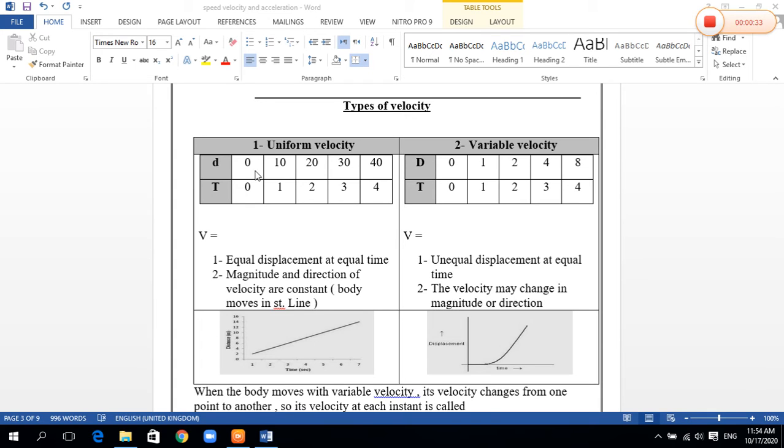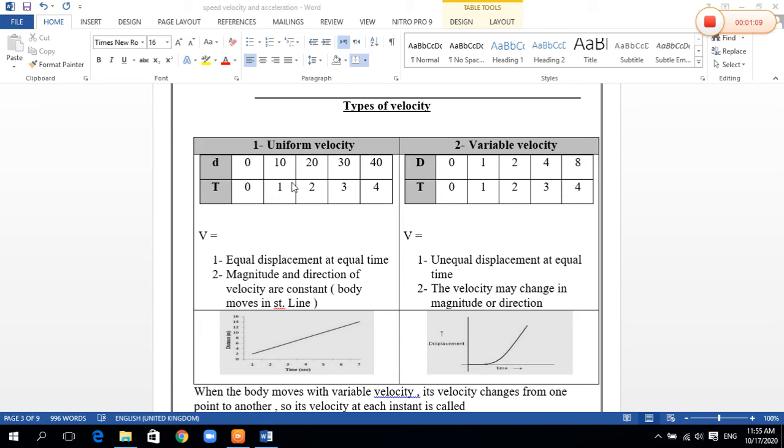At rest, the distance equals 0 and time 0. After 1 second, it covered 10 meters. After 2 seconds, it covered 20 meters. After 3 seconds, it covered 30 meters. After 4 seconds, it covered 40 meters. So, in the uniform velocity, the body covers equal distances at equal periods of time. Equal distances or displacements at equal periods of time.